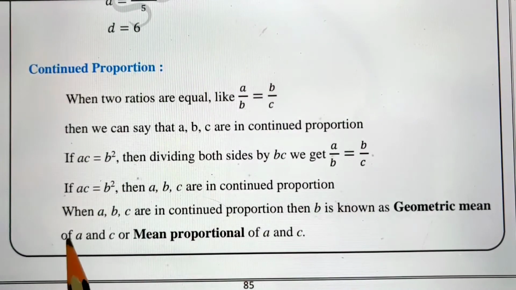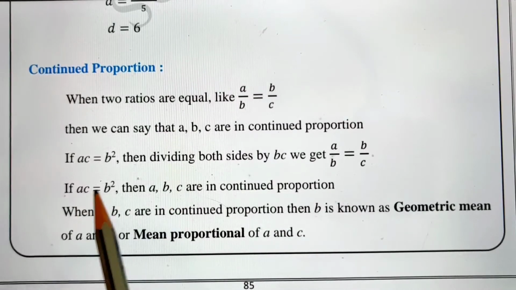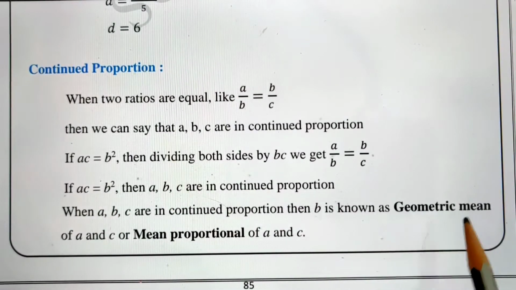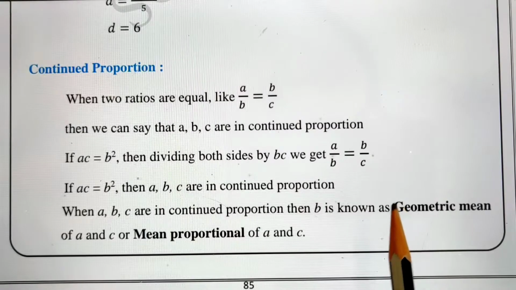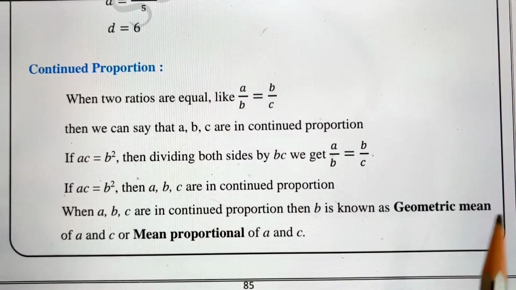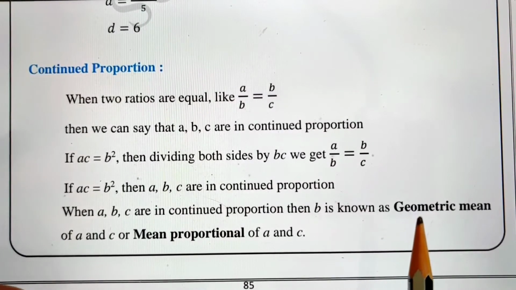are in continued proportion. When A, B, C are in continued proportion, that is, B square equals AC, then that middle number B is called the geometric mean of A and C, or it is also known as mean proportional of A and C. Some numbers will be given. Suppose A is the mean proportional of 9 and 4. Then find A. So A square is equal to 9 into 4. Therefore A square is 36. So A is equal to 6. So in this way we can use that continued proportion.